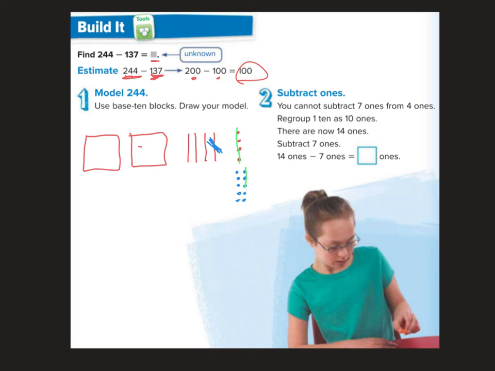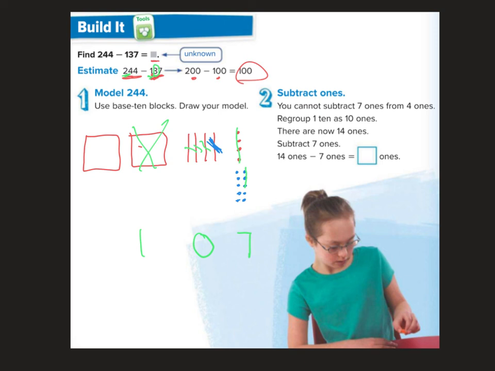Okay, now I have to take away 3 tens. I can do that. 1, 2, 3. Now I have 0 tens and 7 ones. Okay, and then I had 2 hundreds. I have to take away 100. So I'm left with 100. So my answer would be 107.